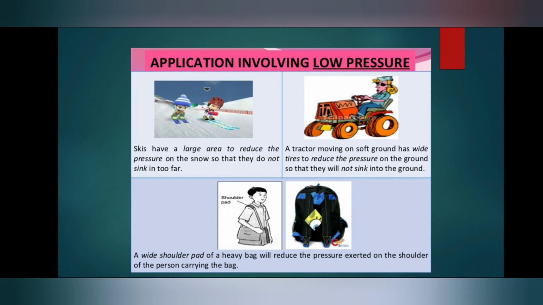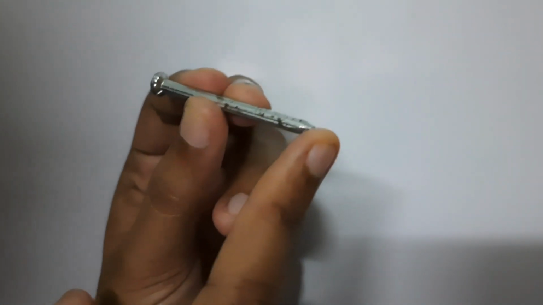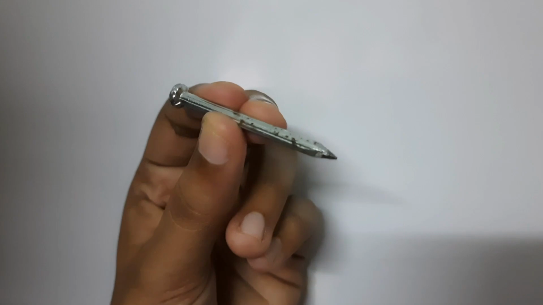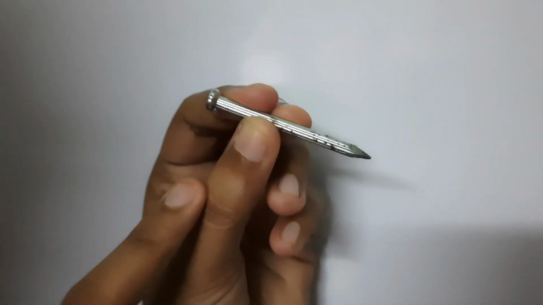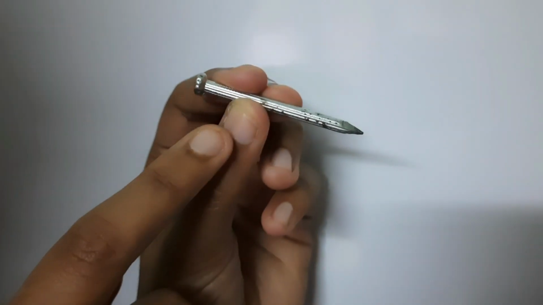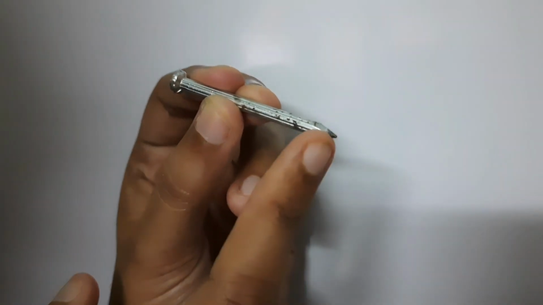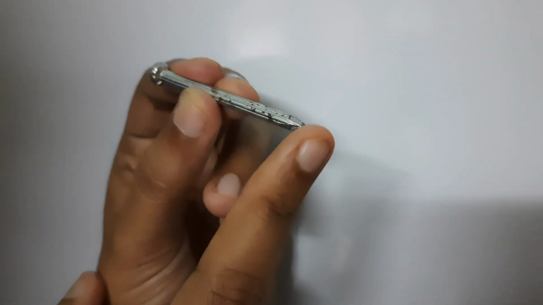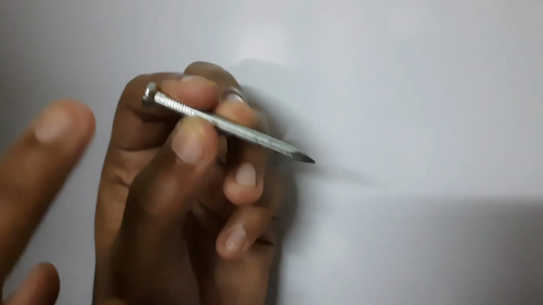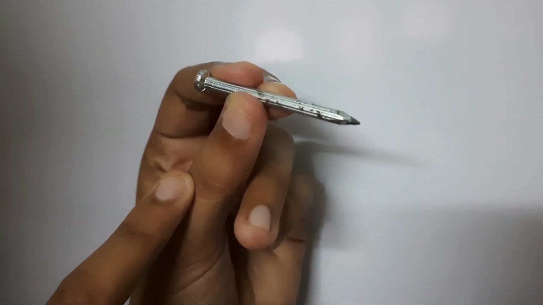This is an iron nail. An iron nail has two edges. One end is very sharp, which has a very small surface area, and the other end is flattened, which has a larger surface area. So, we use this sharp edge to pierce the iron nail into the wall. Why are we using this side? Why don't we use this side for it? It is not possible, isn't it?